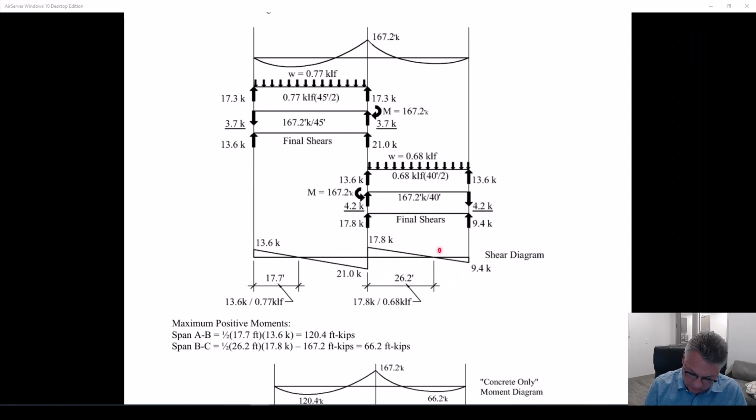We do the same thing over here. For fun, I've started on this side, 17.8 divided by 0.68 kips per foot gives me 26.2 feet from this point. And I'm doing this for a purpose.